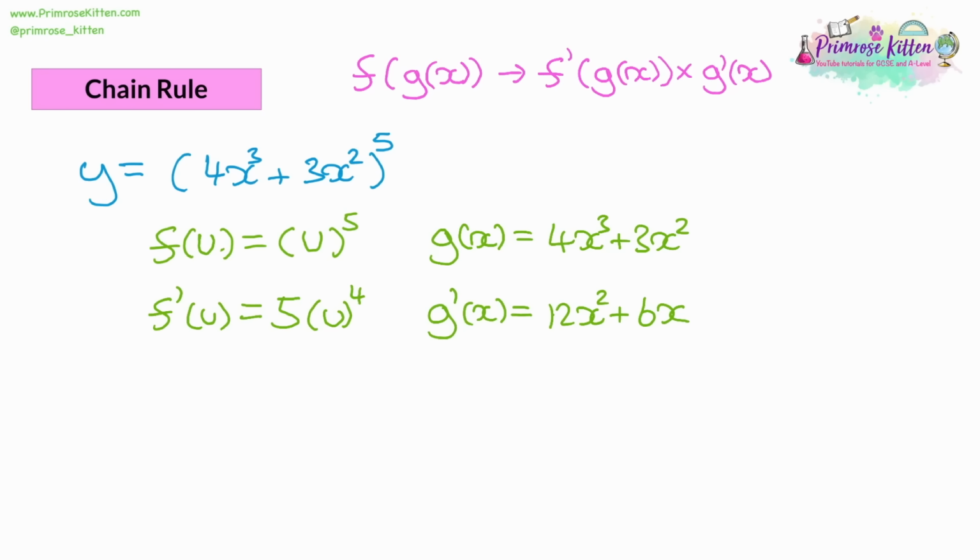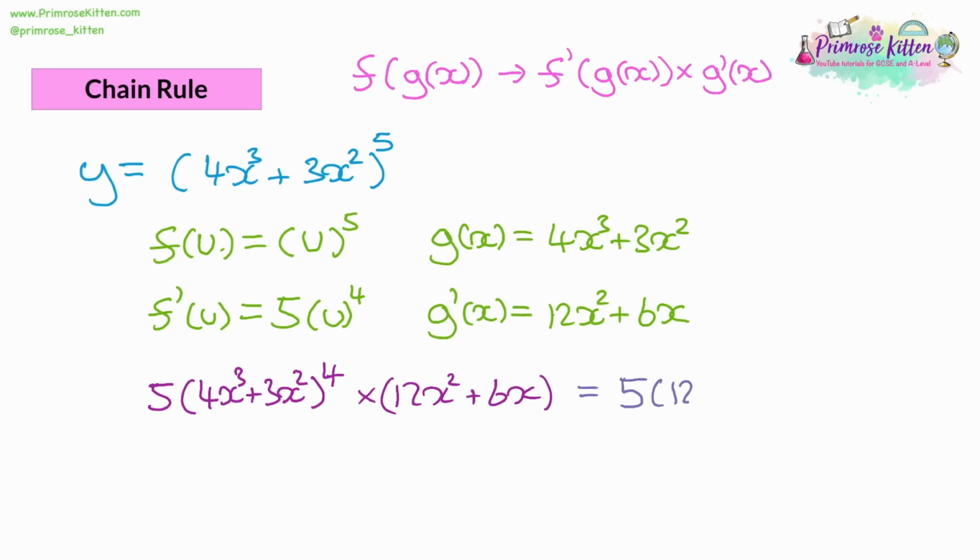So what this says is the differentiated version of f, which was 5 of our function to the power of 4, we're going to put g of x back into that, which was 4x cubed plus 3x squared. Then we're going to multiply that by the differentiated version of g, which was 12x squared plus 6x. Multiple terms there, so let's put it in brackets. For our final answer, we'll try and clean this up. We've got the whole number 5 at the front. We've got one set of this bracket, and we've got 4 sets of this bracket.